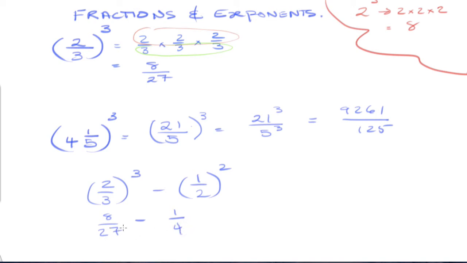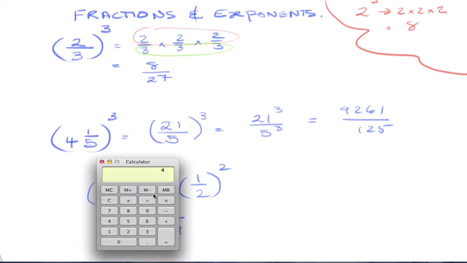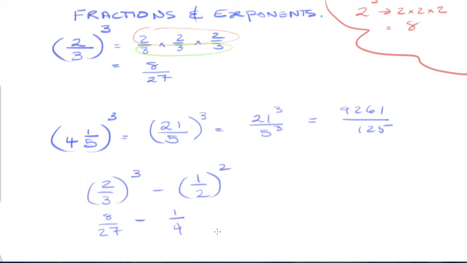Before I can subtract these two fractions, I need a common denominator. In this case, I'll multiply 4 and 27 together to get a common denominator. 4 times 27 gives me 108. Therefore, I would rewrite this as 108 in the bottom minus 108 in the bottom here. To get 27 here, to get 108 here, I have to multiply 4 by 27. And therefore I must multiply the top also by 27.